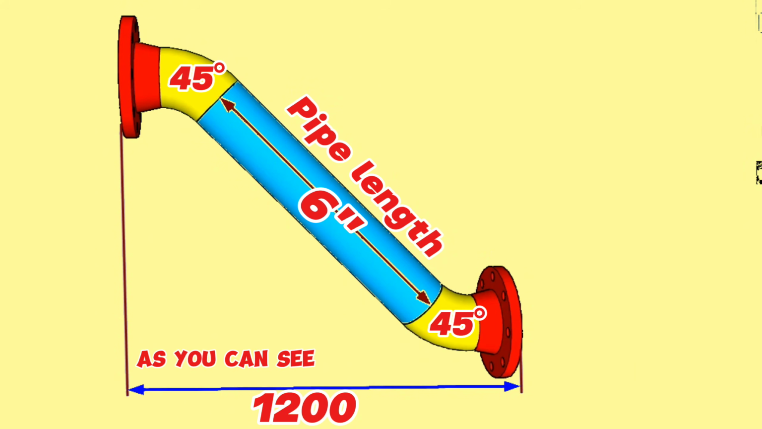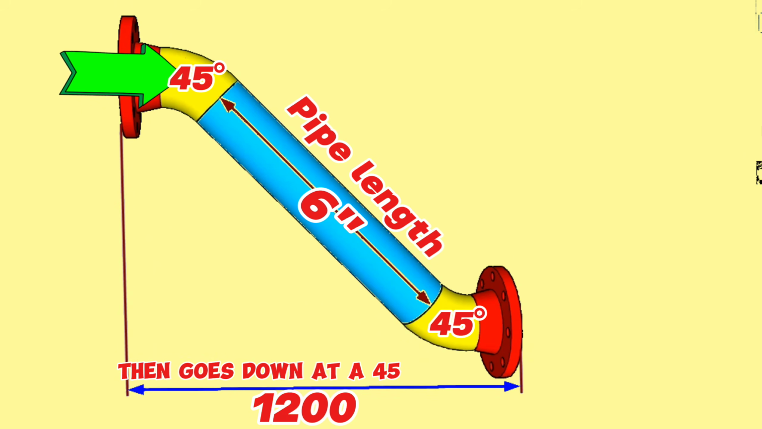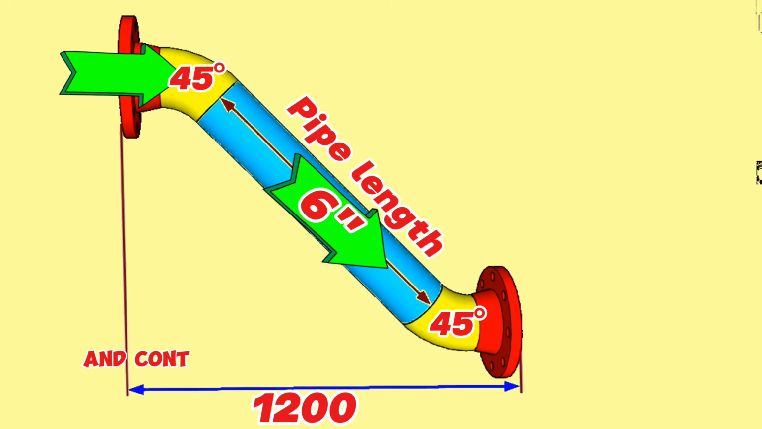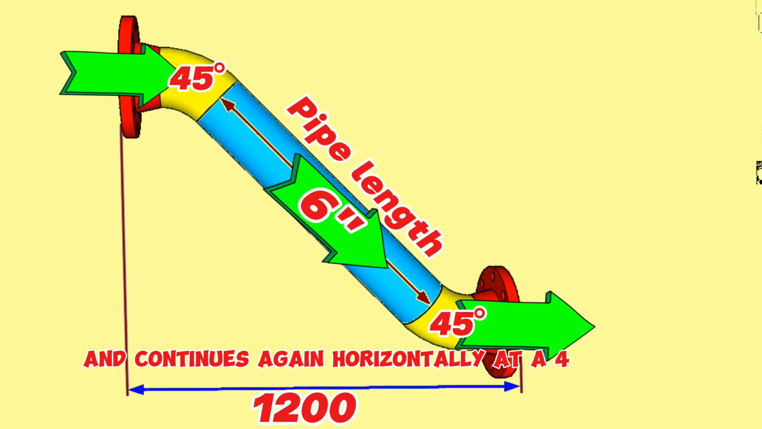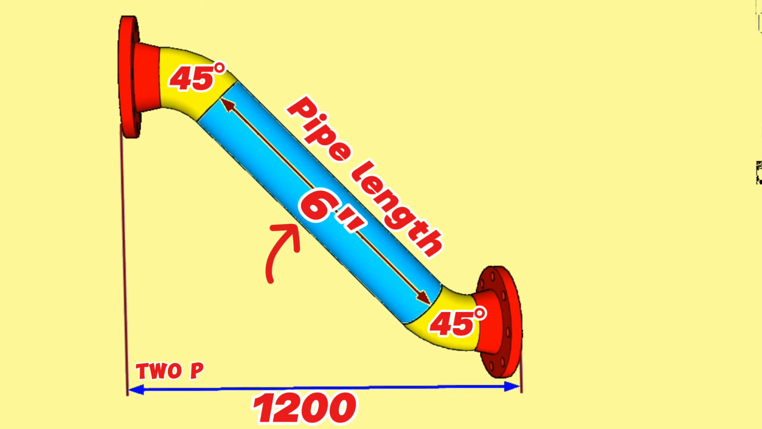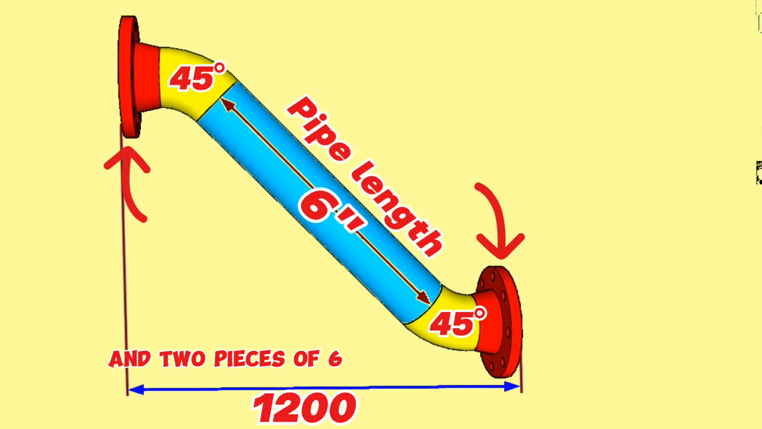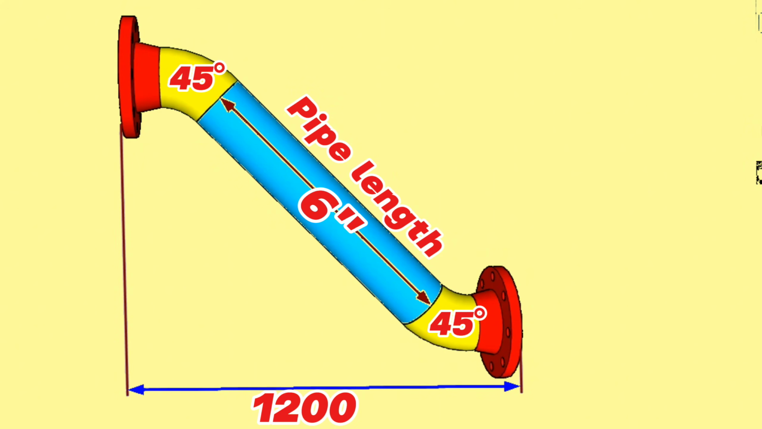As you can see, the 6-inch pipeline comes horizontally, then goes down at a 45-degree angle elbow and continues again horizontally at a 45-degree angle elbow. In this pipeline, one piece of 6-inch pipe, two pieces of 45-degree butt weld elbows and two pieces of 6-inch class 150 weld neck flange were used.